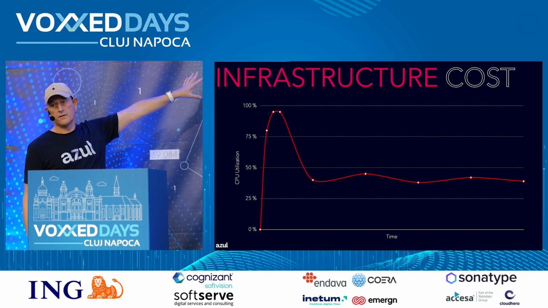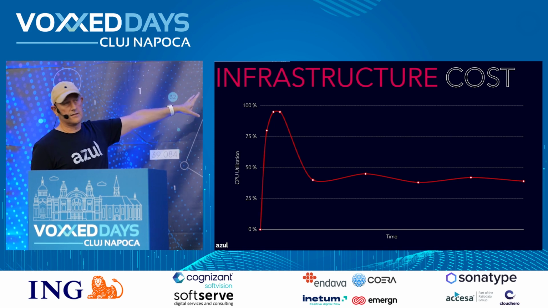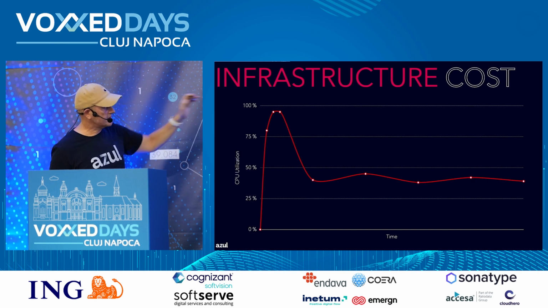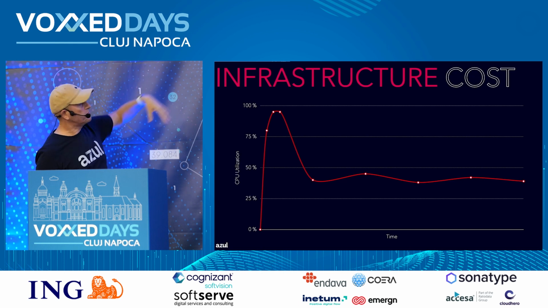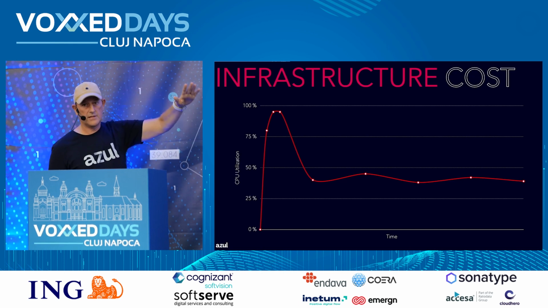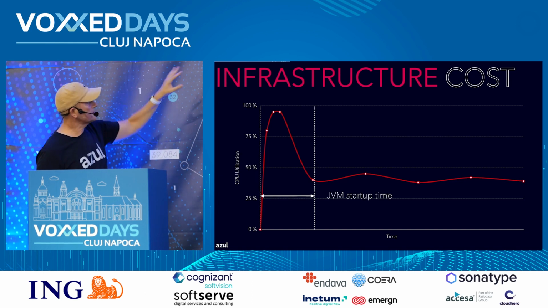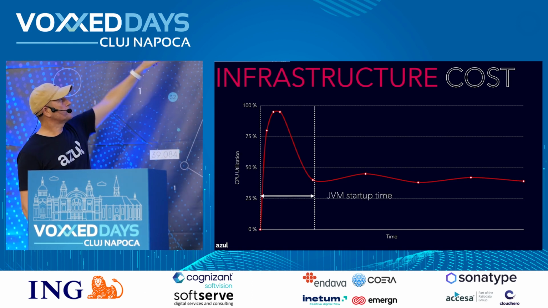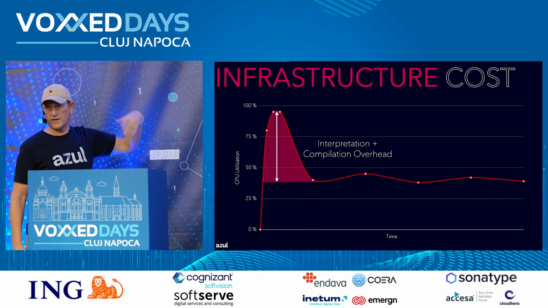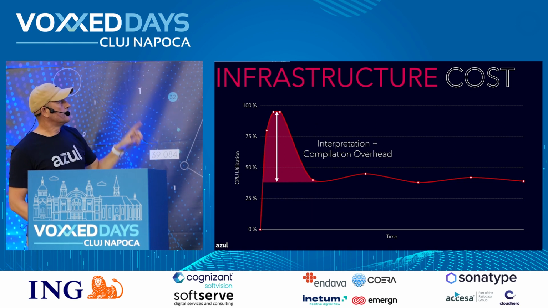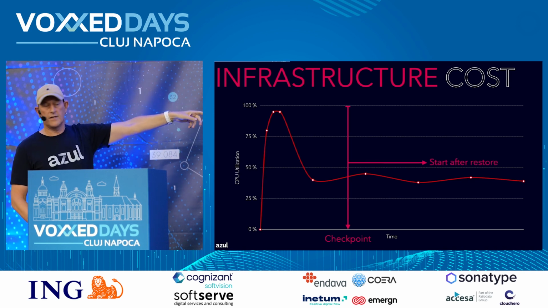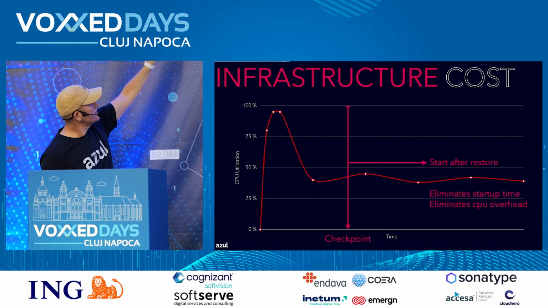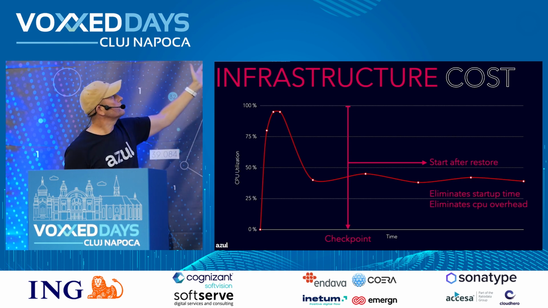If you run something in a cloud infrastructure, you usually know this. This is the CPU utilization, and this is time. If you spin up a JVM, then usually you see a large peak in the beginning, and then it drops, and then it levels out at some point. This is usually the JVM startup time. And this peak that we see is interpretation and compilation overhead and optimization that is going on. So if you create a checkpoint there and start from there, then it eliminates this startup time overhead and also the CPU overhead, because we don't need that anymore.